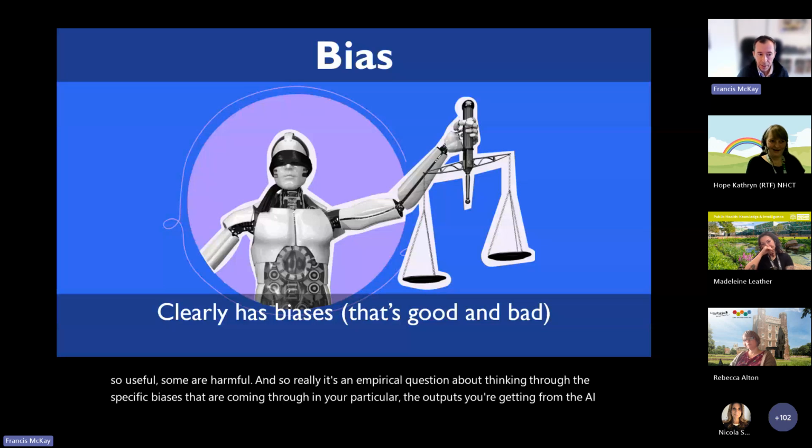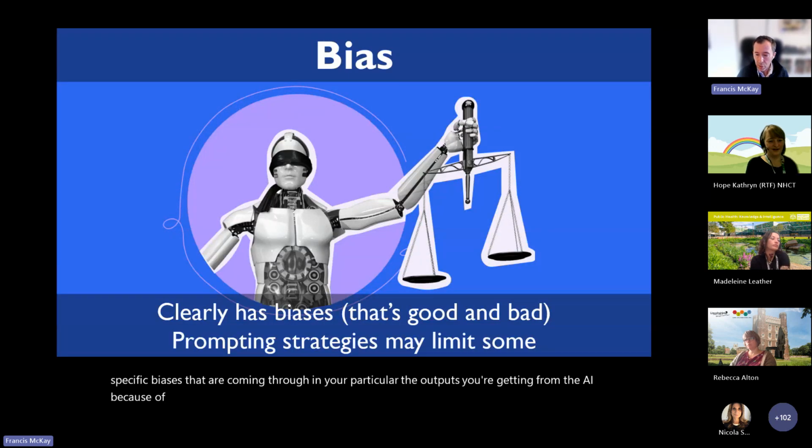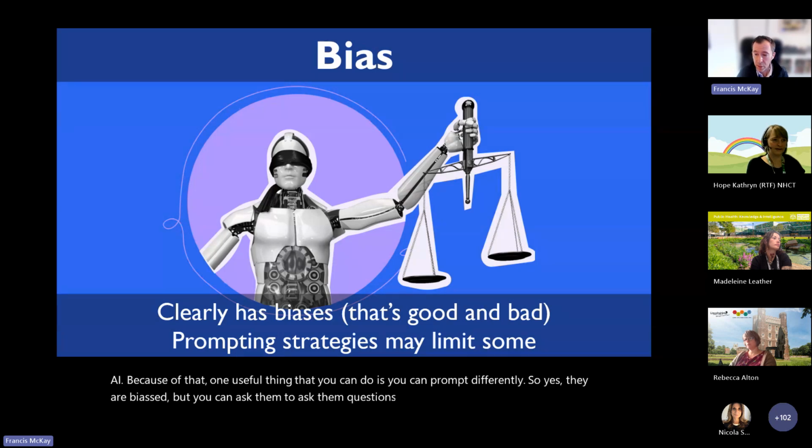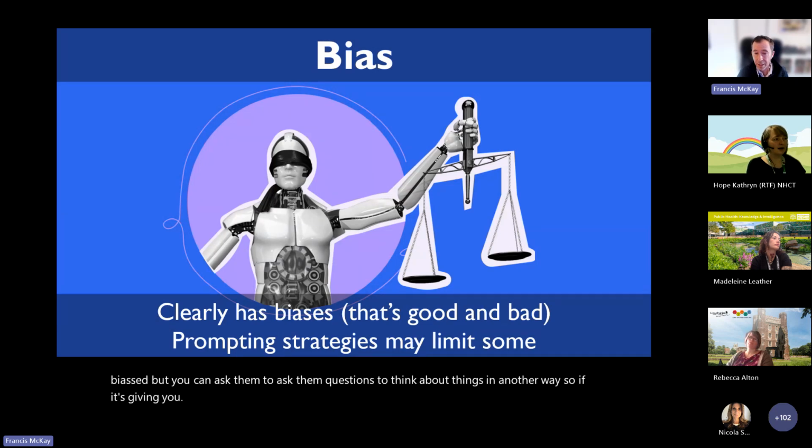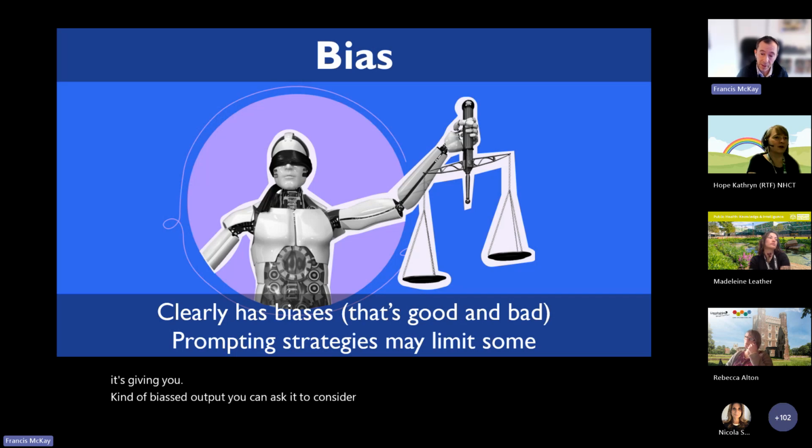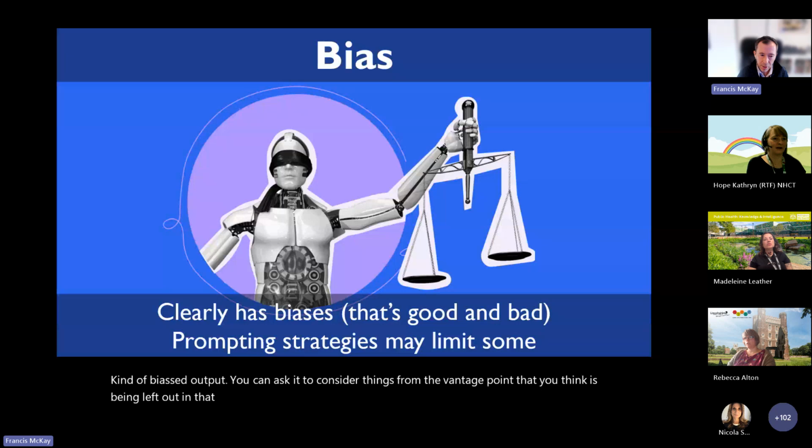Because of that, one useful thing that you can do is prompt differently. So yes, they are biased, but you can ask them questions to think about things in another way. If it's giving you some kind of biased output, you can ask it to consider things from the vantage point that you think is being left out in that bias. So there are different ways in which you can handle bias in that respect.